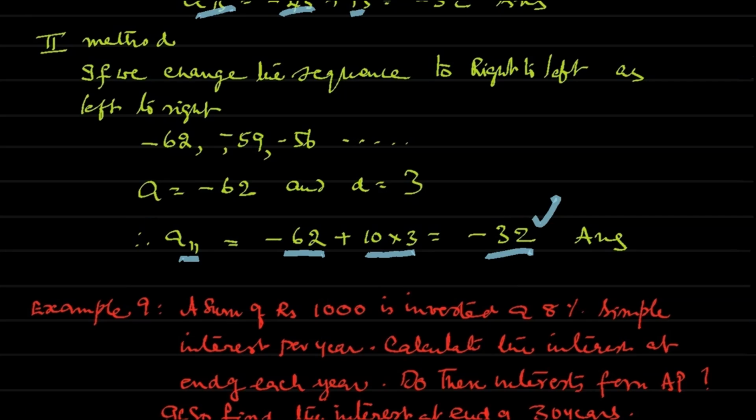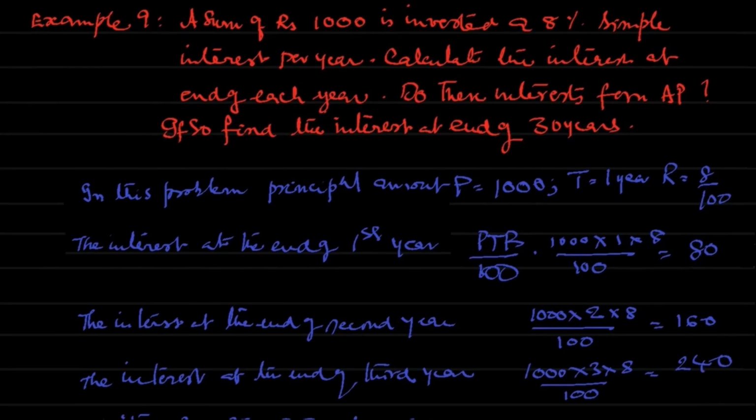Example 9. A sum of rupees 1000 is invested at 8% simple interest per year. Calculate the interest at the end of each year. Do these interest form AP? If so, find the interest at the end of 30 years.